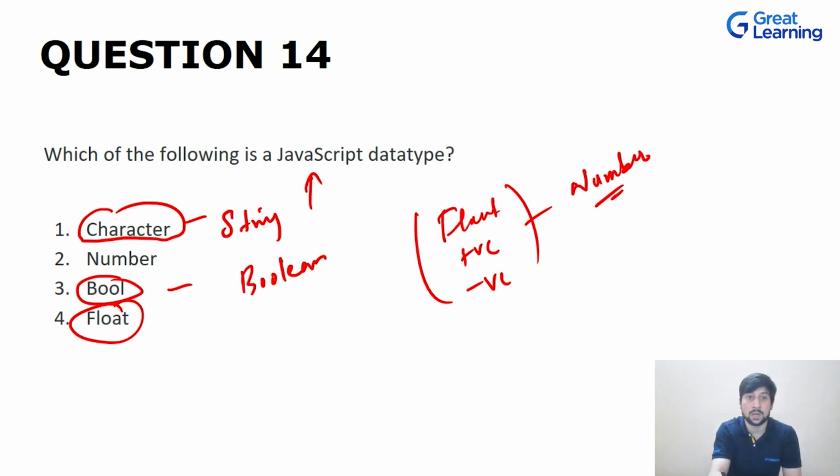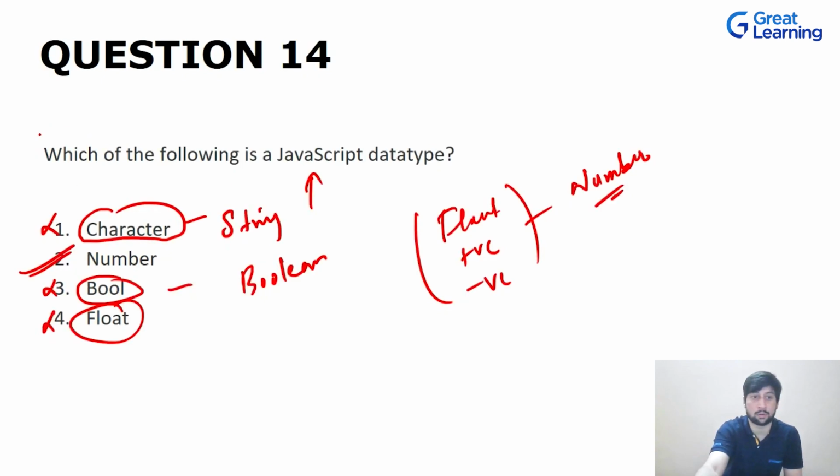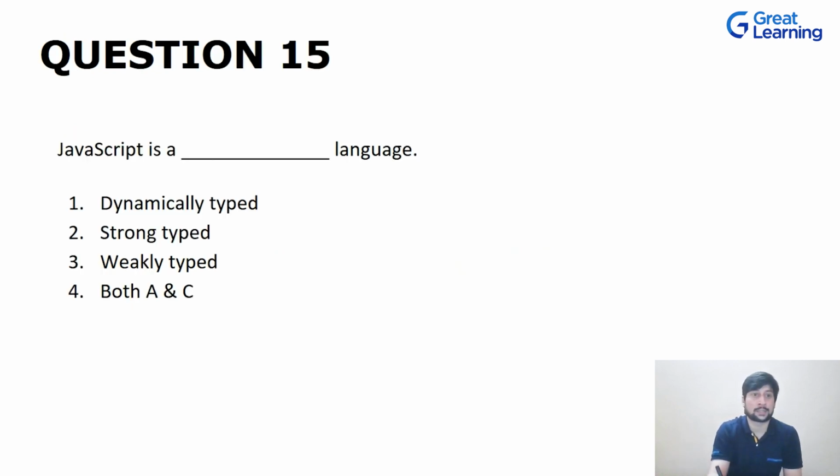So if you talk about these options, this is not a data type, this is not a data type, this is not a data type. The correct data type is number. So the answer will be 2. That is this option, which is number. So these are the primitive data types that you have: number, string, boolean, null, and undefined. Primitive data types. Now let's move on to the next question, which is JavaScript is a dash language.